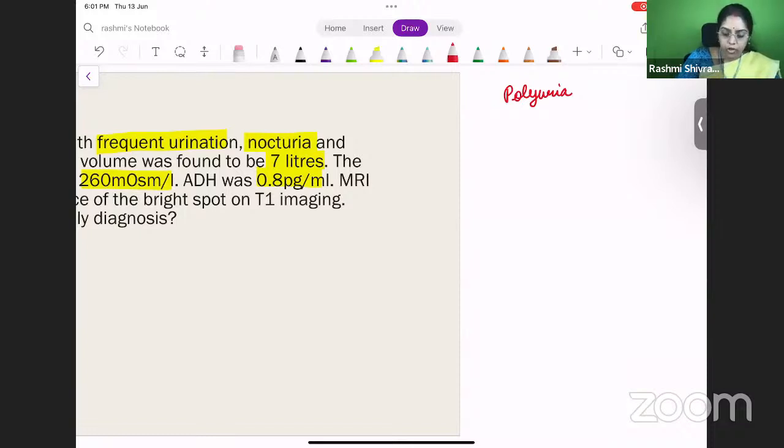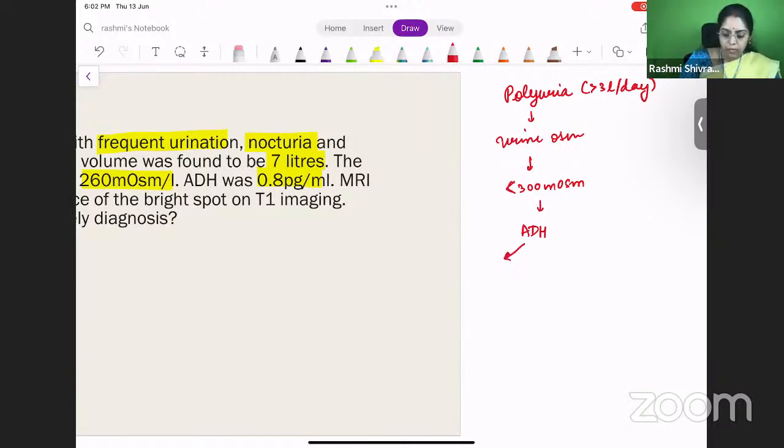Once the patient is having polyuria, which we define as more than 3 liters per day along with nocturia, what you should first do is the urine osmolality. If it is less than 300 milliosmoles, that means it's a very dilute urine, which is obviously true because it's polyuria. Then we have to do the ADH level. If it is more than 1 picogram per ml, it means that the patient is having nephrogenic diabetes insipidus.